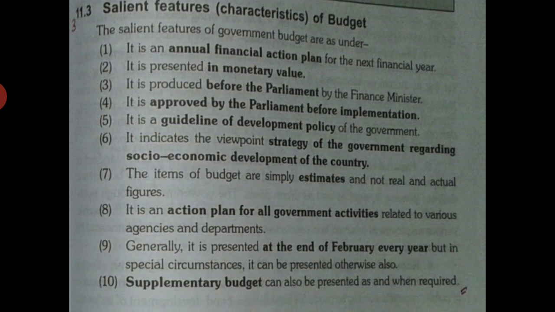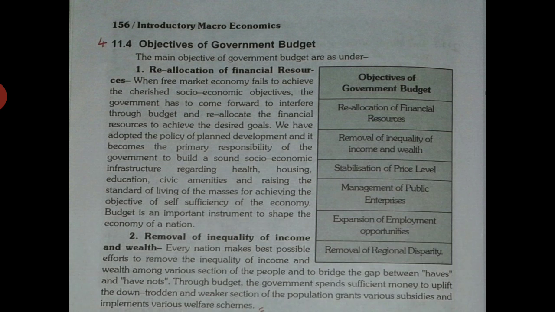It is presented at the end of February every year, but if there are some special circumstances, it can be presented otherwise also, which is called supplementary budget. It is there in 10th point. Supplementary budget can also be presented as and when required. So supplementary budget means in case of any natural calamity or some other special cases, it can be presented in the parliament.